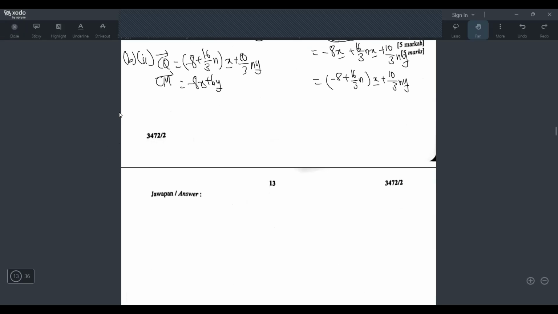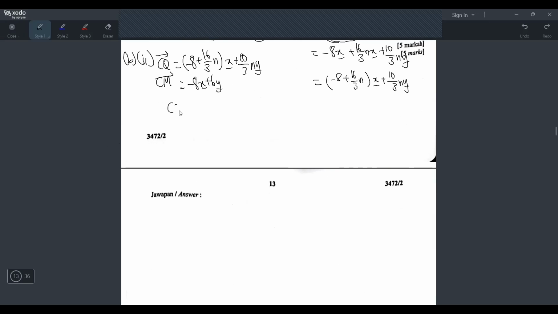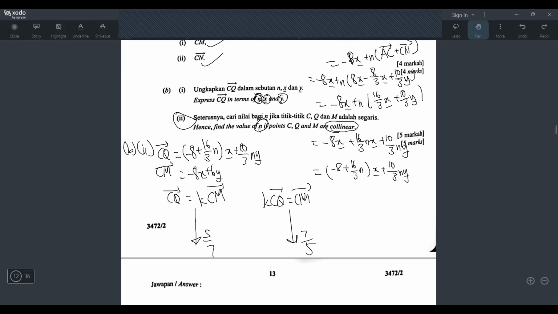Okay, so if two vectors are parallel, what can we do? We can take these two vectors, put an equal sign, and then add k in the middle. Okay, got a student asking me, sir, what if I write like this? kCQ equals CM. Can also. Okay, but your k answer will be a little bit different. For example, maybe if I do like this, my k answer is 5 over 7. But if you do like this, you'll get 7 over 5. But it's okay, because they never ask you to find k. They ask you to find n. Right? So even though you get a different k answer, the n will come out the same answer later. So don't worry.